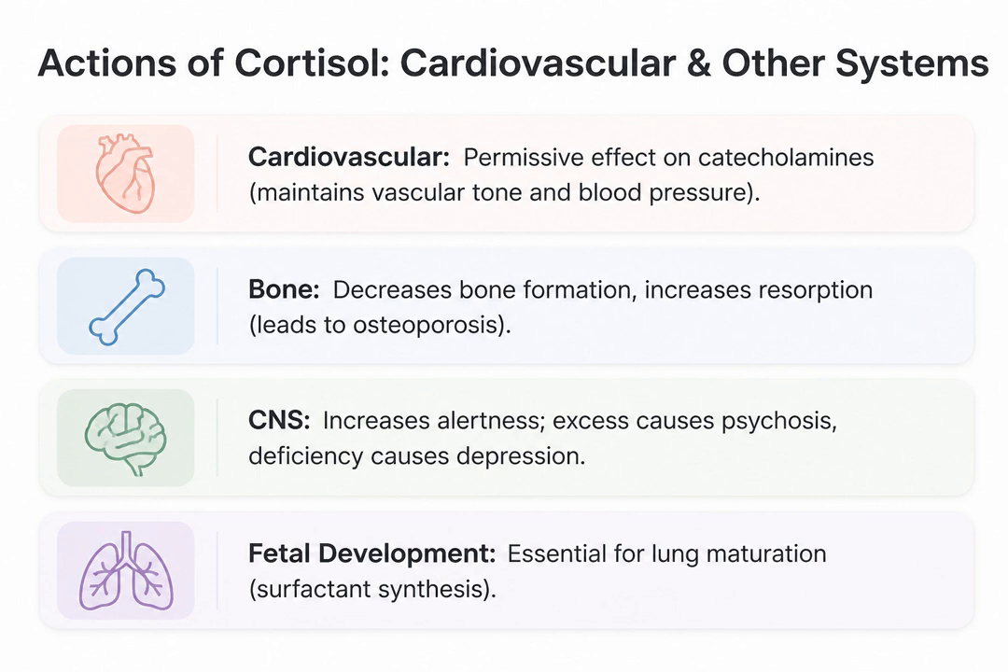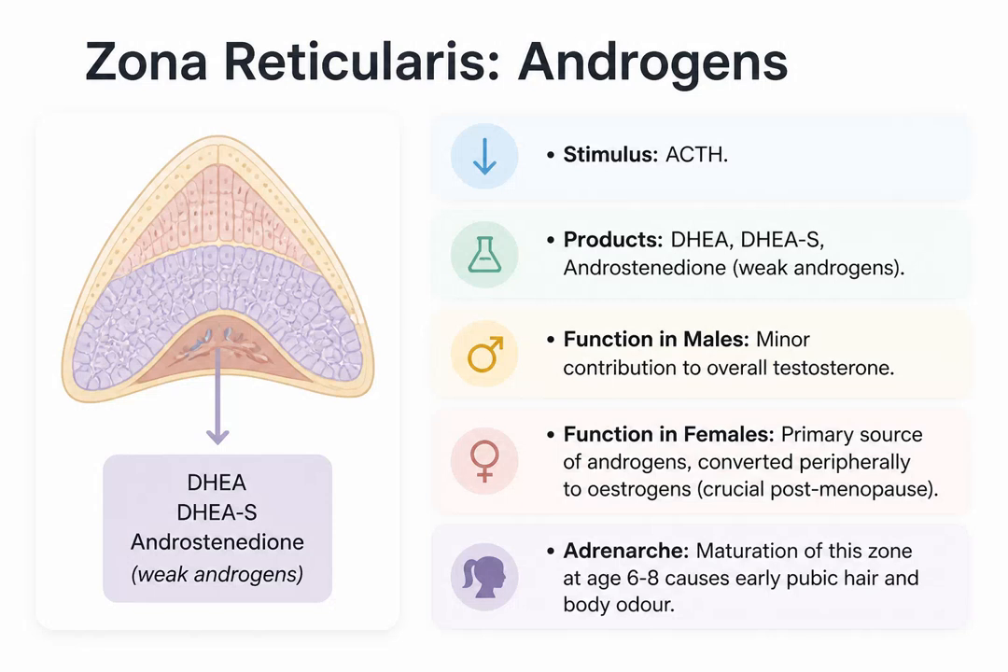In fetuses, cortisol is absolutely essential for lung maturation and surfactant production, which is why we give synthetic steroids for threatened preterm labor. The innermost cortical layer, the zona reticularis, produces weak androgens like DHEA. While this is a minor source of hormones for males, it is the primary source of androgens for females, which are peripherally converted to estrogens, especially important after menopause.